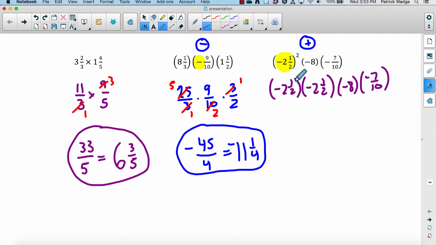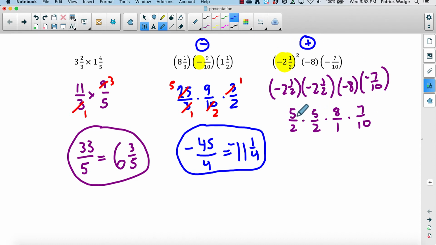Anything else we have to do before we multiply? Yeah, let's switch these into improper form. So 2 times 2 is 4, plus 1 is 5 over 2. I'm going to use the dots again. This is exactly the same. It's also going to be 5 over 2. This is a whole number, the 8, so why don't we make it 8 over 1, and then the 7 over 10 is fine. And we ninja slice.